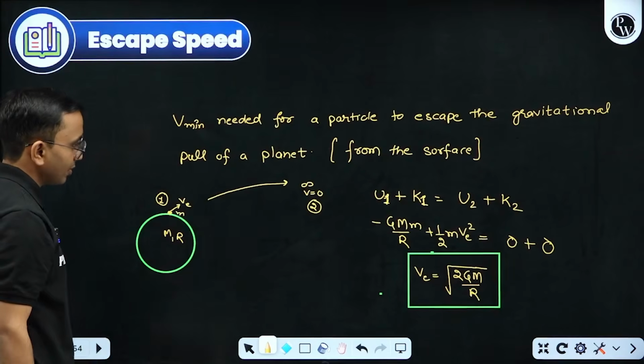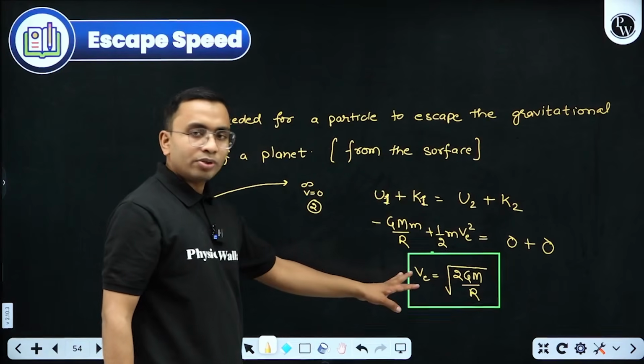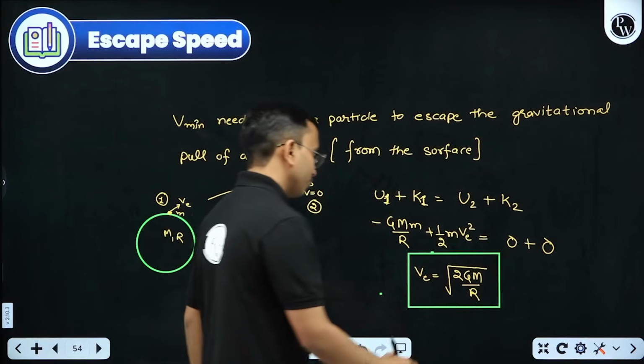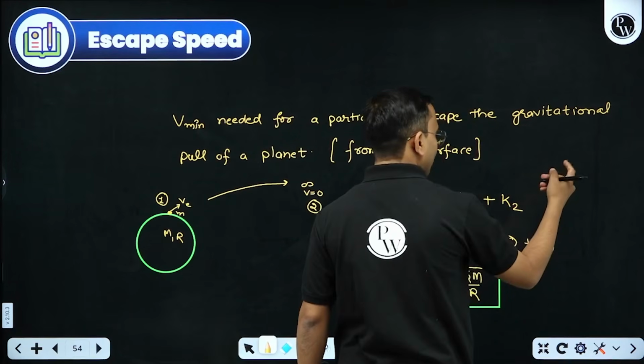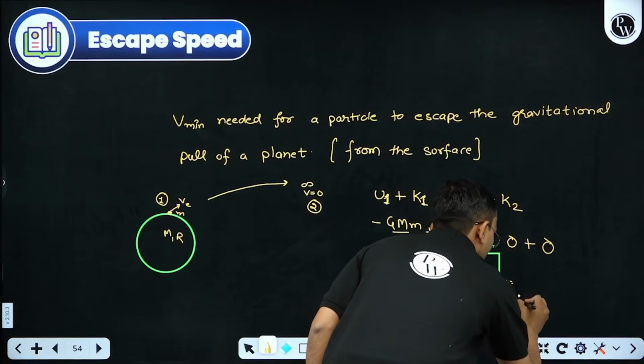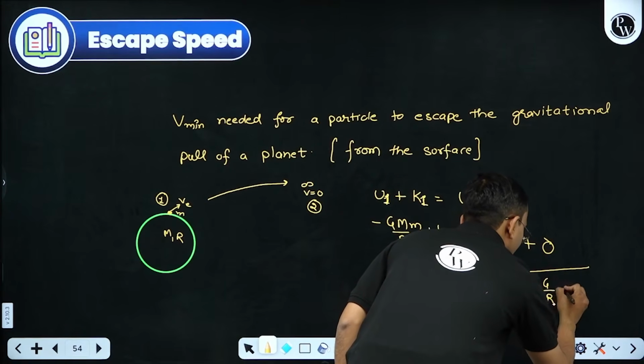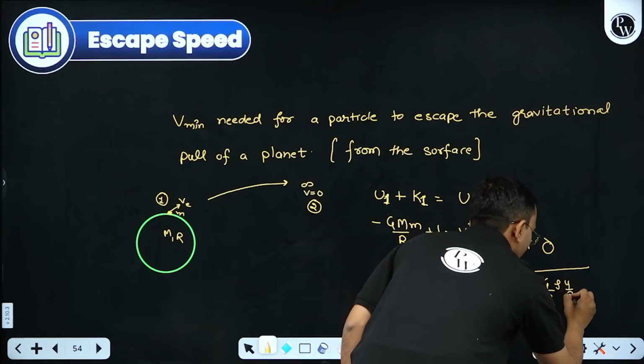One more thing. This escape speed I wrote in terms of radius and mass. I can write in terms of density also. Okay, I can put mass as 4 by 3 pi r cube. So this will become root of 2G. I will put mass as density rho into 4 by 3 pi r cube volume.